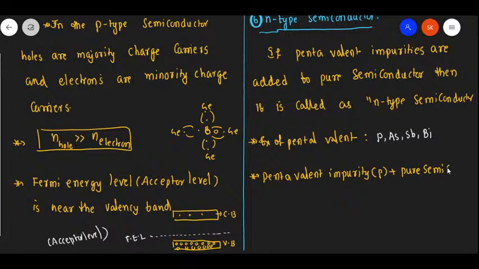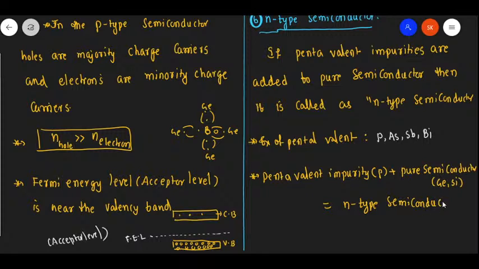Can you give an example of a pure semiconductor? Pure semiconductor is germanium or silicon, and the impurity is added. And what are you getting? We are getting an N-type semiconductor. Is it right?